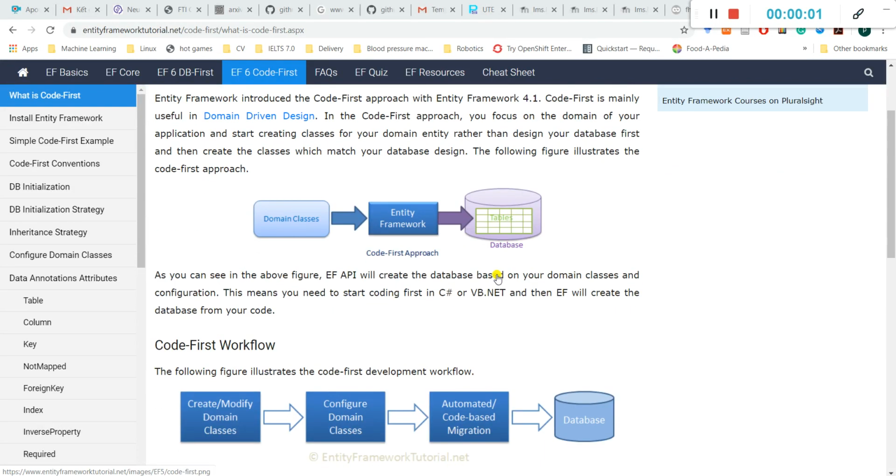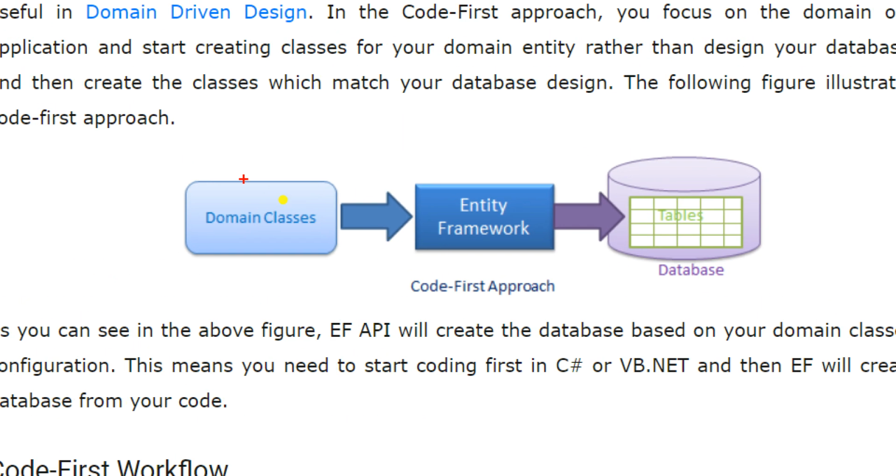Let me review the code first. The workflow here is an example. In this we have the domain classes: user and task. These are our domain classes, and we use Entity Framework to convert these domain classes into tables in the database.